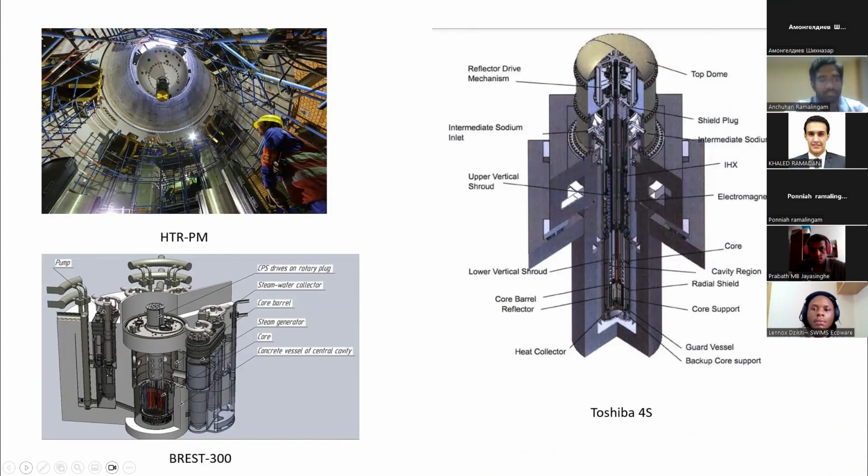Here you can see some of the 4th generation reactors, and the first one, which is built in China and under operation right now. That's the one and only reactor which is working at the moment. The rest of them are either design models or under construction. The Brest 300 is the lead-cooled reactor which is being built in Russia, and Toshiba 4S is a reactor which is a proposed prototype in Japan. Next slide.